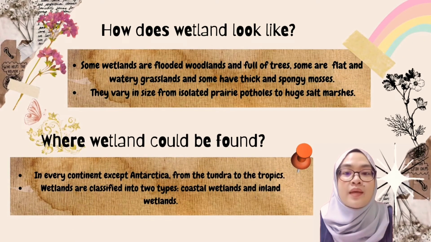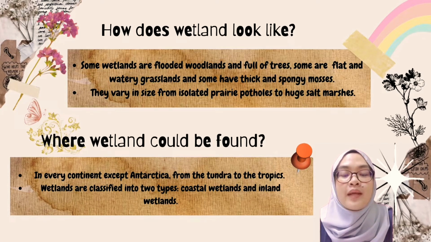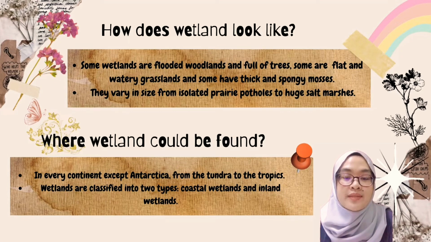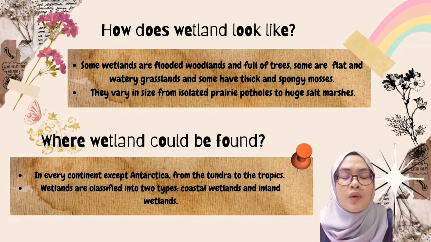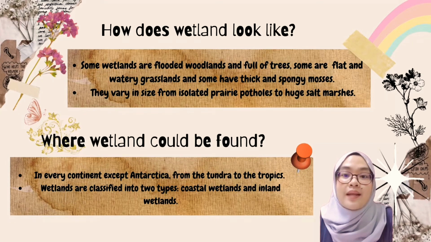Now, you guys are probably wondering, how do wetlands look? Some wetlands are flooded woodlands and full of trees. Some are more like flat and watery grassland, and some are choked by thick and spongy mosses. They have many variations in size, from isolated prairie potholes to huge salt marshes. So where can we find the wetlands? Wetlands can be found on every continent, from the tundra to the tropics, except in Antarctica. Wetlands can be classified into 2 types, which are coastal wetlands and inland wetlands.